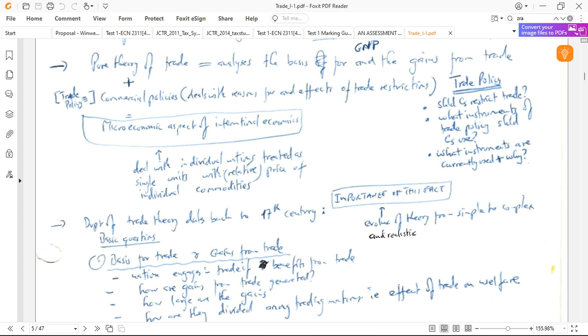So this is the roadmap of this particular course. The first part will be looking at trade theory. The second part will be looking at the patterns of trade. Then the last part will be looking at trade policy. This is how this particular course is segmented.